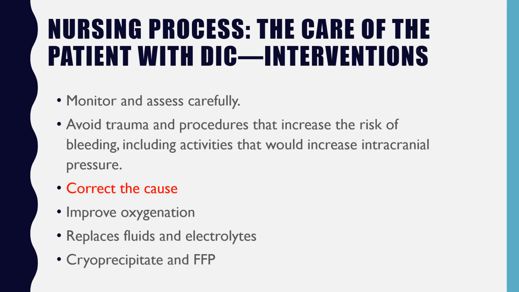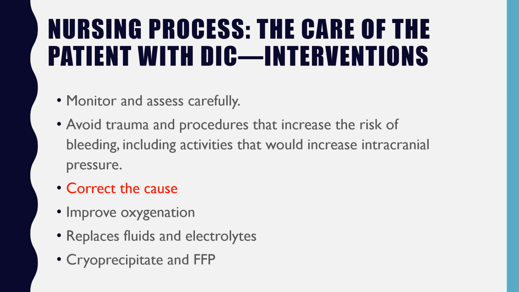What are we going to do? I think we already said most of these things. The number one thing you're going to do is correct the cause. That's what's going to treat the DIC in and of itself. While we're correcting the cause and waiting for antibiotics to help with a patient who's septic, for example, we can do things like vent them to improve oxygenation. We can give blood products. We can give fluids to maintain blood pressure.